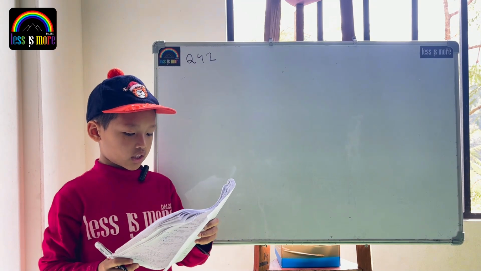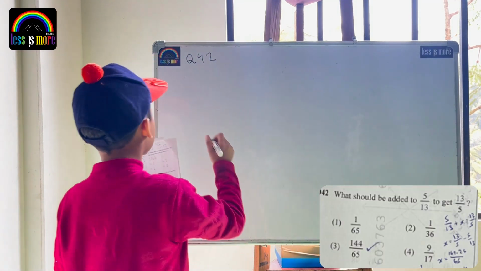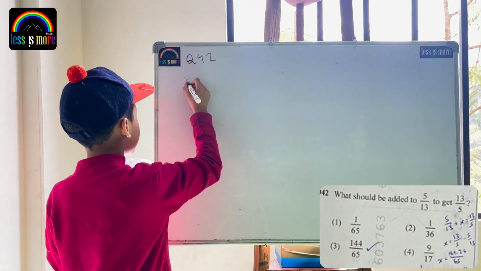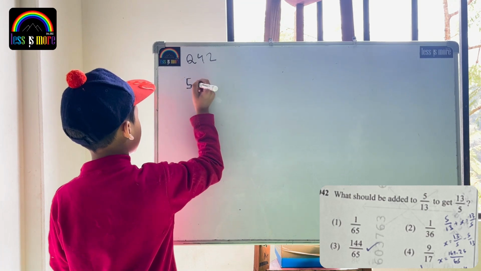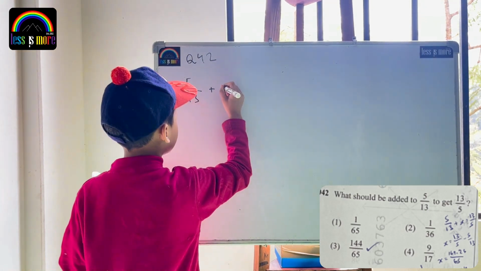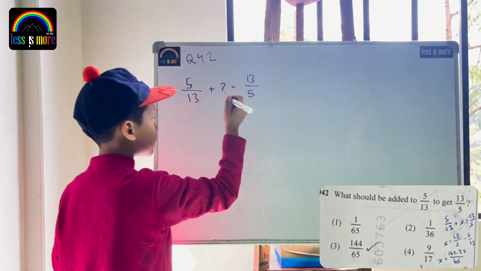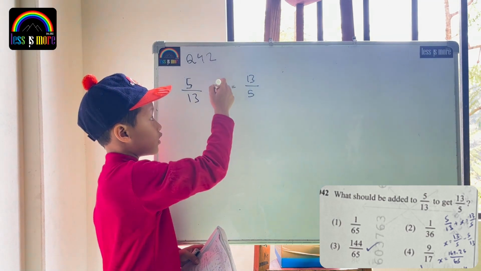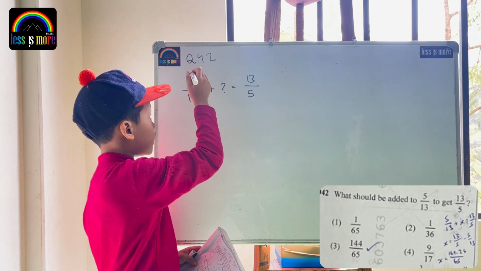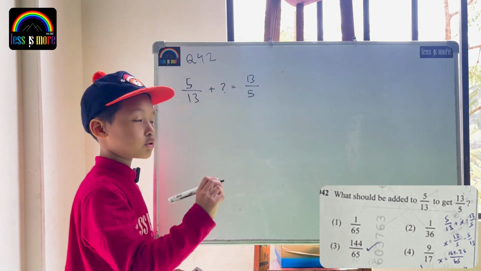On the next question, it asks, what should be added to 5 by 13 to get 13 by 5? So the question said that a fraction has been added to this 5 by 13. And the answer was 13 by 5. But it tells us to find the missing number, to find the number that has been added on this 5 by 13. So to do this, we're going to cross multiply.